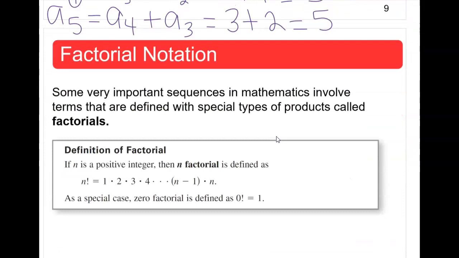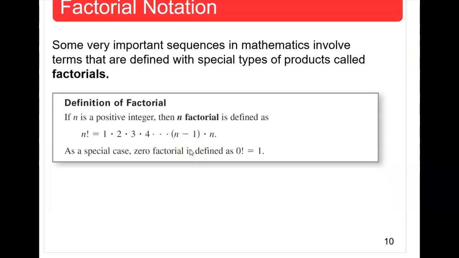Okay, so the next objective is to get you familiar with factorial notation. Some very important sequences in mathematics involve terms that are defined with special types of products called factorial. Also, I know that some of you already know that in this chapter, we're going to be looking at probability. And before we get to probability, we're going to look at certain theorems. One of those will be the binomial theorem, but we'll also look at how to find combinations and permutations. And so for that, we need to be very, very familiar and know how to use the operation of factorial.